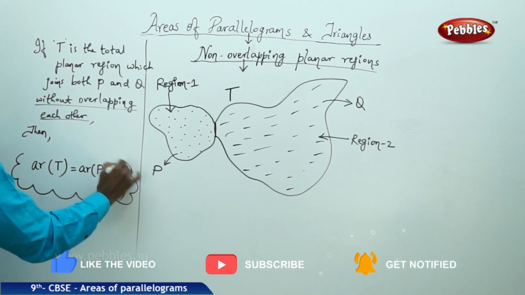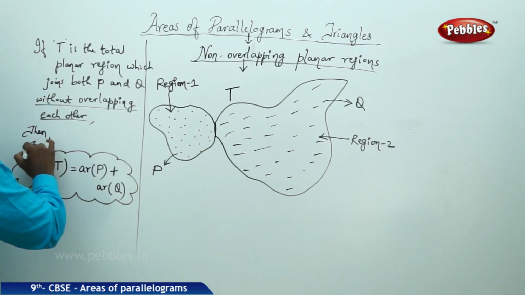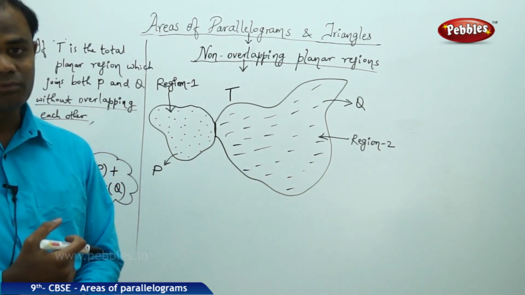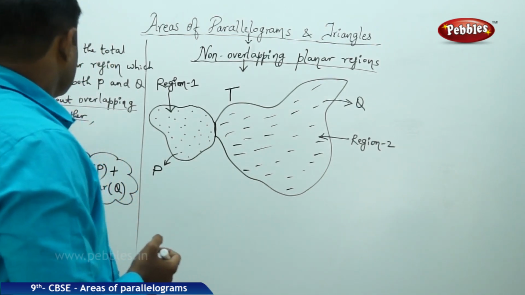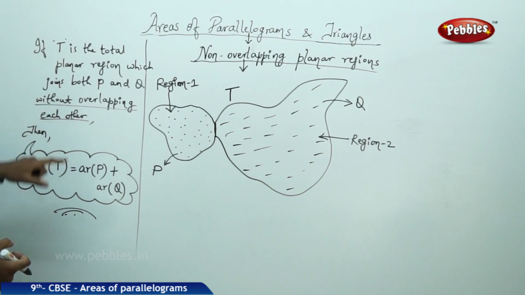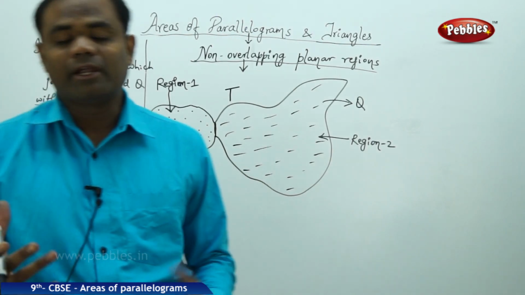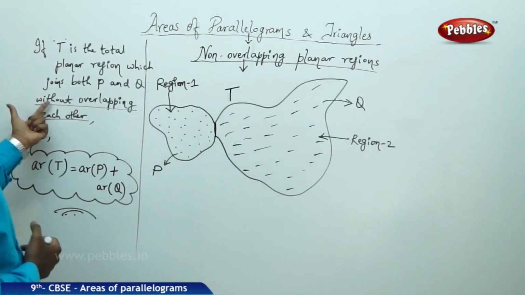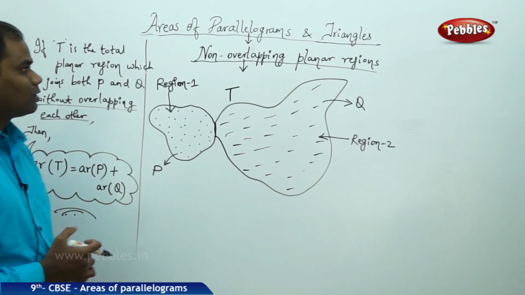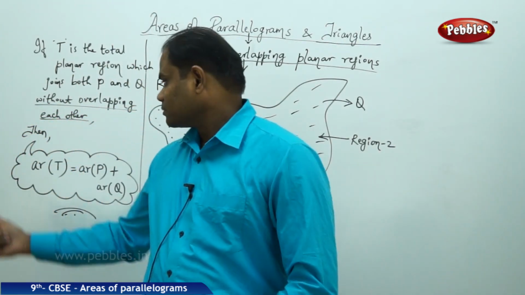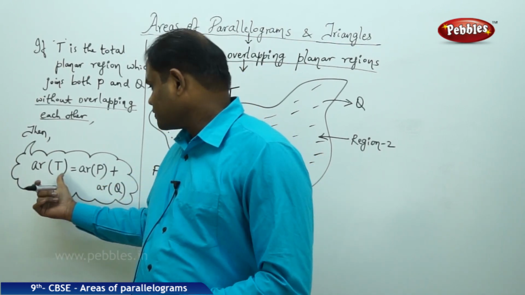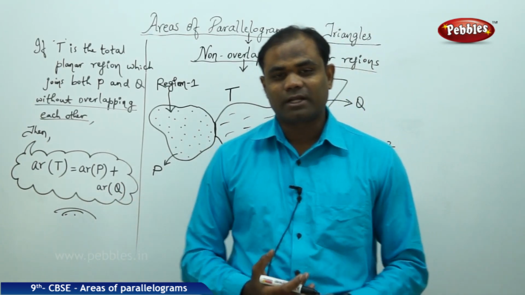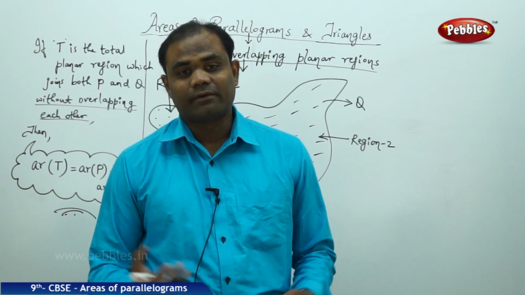Is how I understand the total region. Area of T equals area of P plus area of Q. So T, the total region which joins both P and Q, has an area equal to the area of the two regions which are joined without overlapping each other, which plays a vital role. Non-overlapping planar regions denoted with the mathematical equation AR of T equals AR of P plus AR of Q is how we understand the concept connected with planar regions.